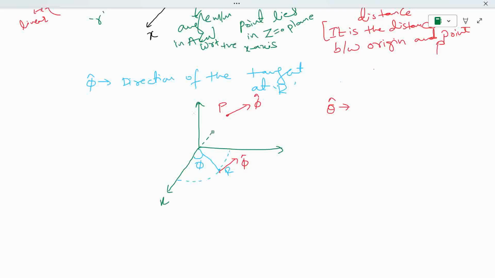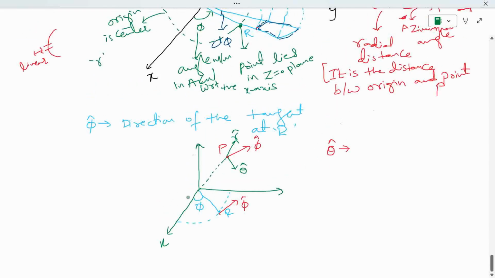So this is r cap, and now we have theta cap, which is perpendicular to both r cap and phi cap. These are the three unit vectors, so theta cap is perpendicular to both r cap and phi cap.